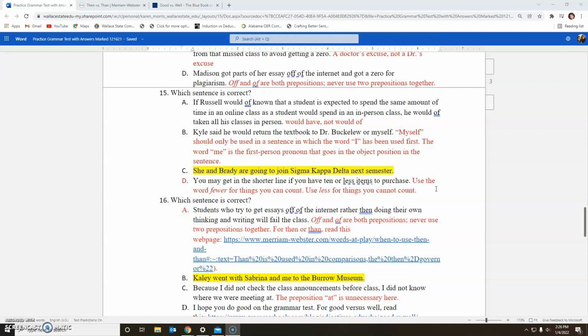When we have tangible things, things that we can hold and things that we can count, we use the word fewer. And then we use less when we're talking about things that are intangible. I have less confidence than I did before I was reading this sentence about fewer or less. Or you may have more confidence.